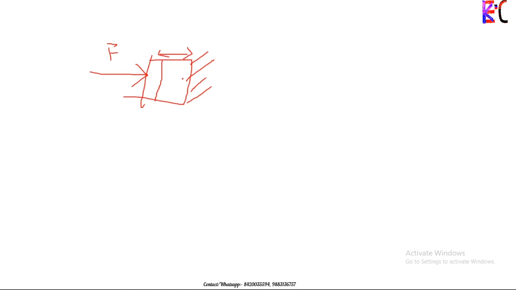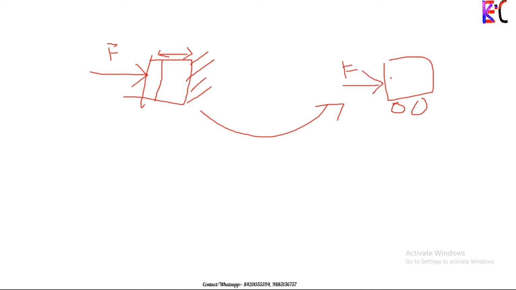But in the practical world, is everything stationary? No, it's not. Most of the things are in motion. So this scenario can be enacted in this way also. If you consider this a rolling body, there are 2 wheels applied over here and a force is applied over here. What will happen? This body will move forward.